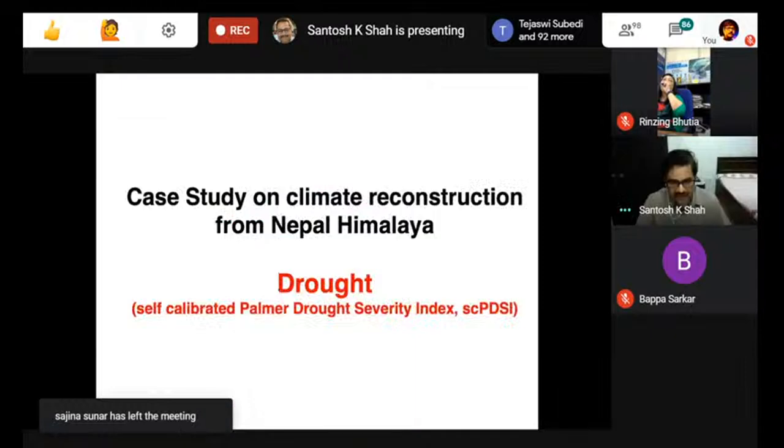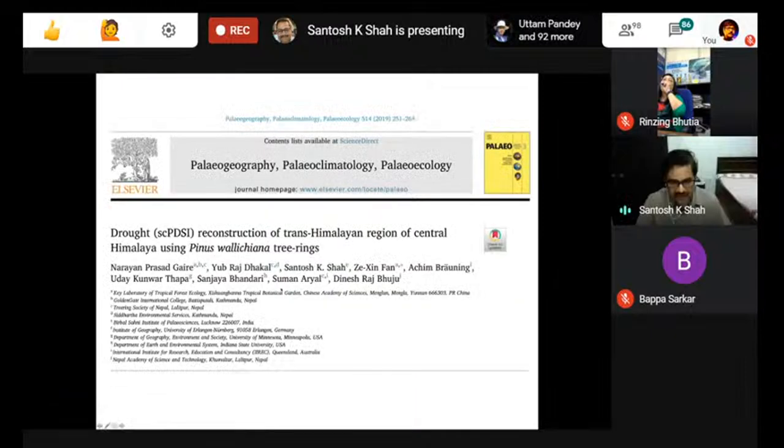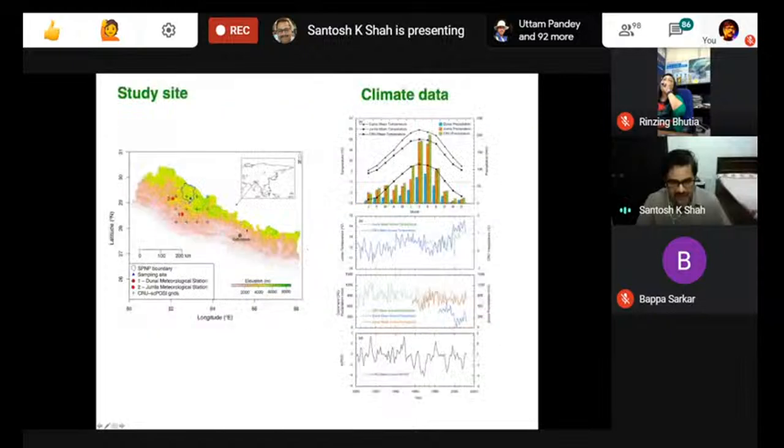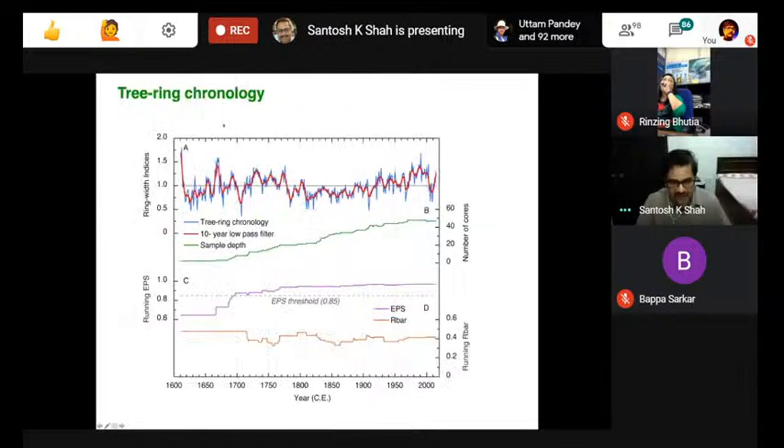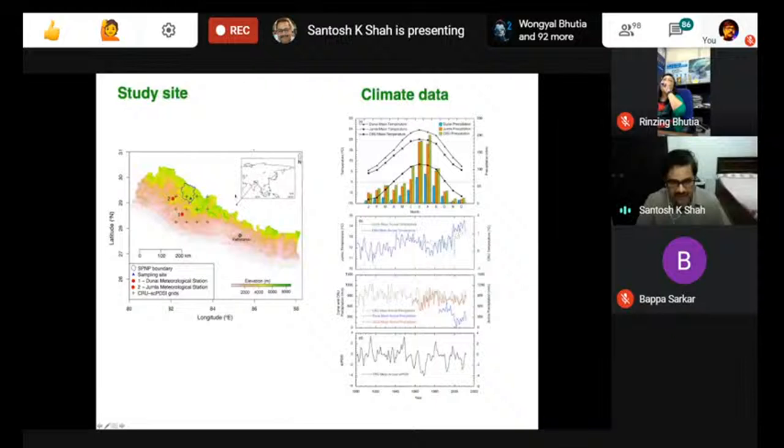We also study drought. This is a study from Nepal, Himalaya. Again, the same reading. It is also based on Pinus wallaceiana, and these are collected from the western part of Nepal, from Dolpo, Himalaya, and these are the climate data of the present. This is only available from 1957 to recent.